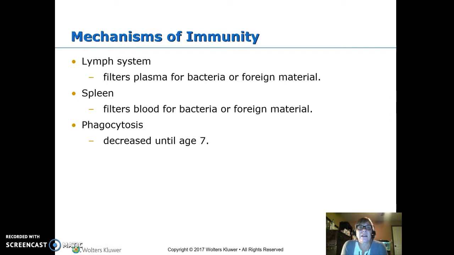So what is our immune system? Well, there's the lymph system, which filters the plasma of the blood for bacteria and foreign materials. The spleen, which is also a filter for blood, pulling out bacteria and foreign materials. And then you have cells that can phagocytize germs and destroy them. Realize a child's immune system is just not as good until about age 7.